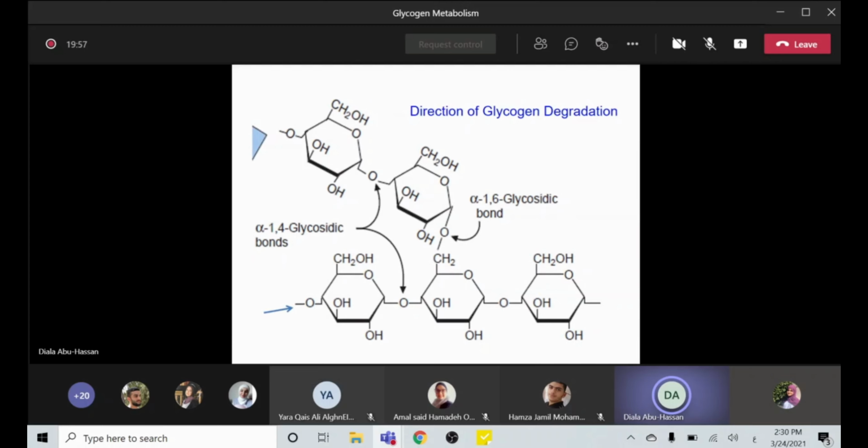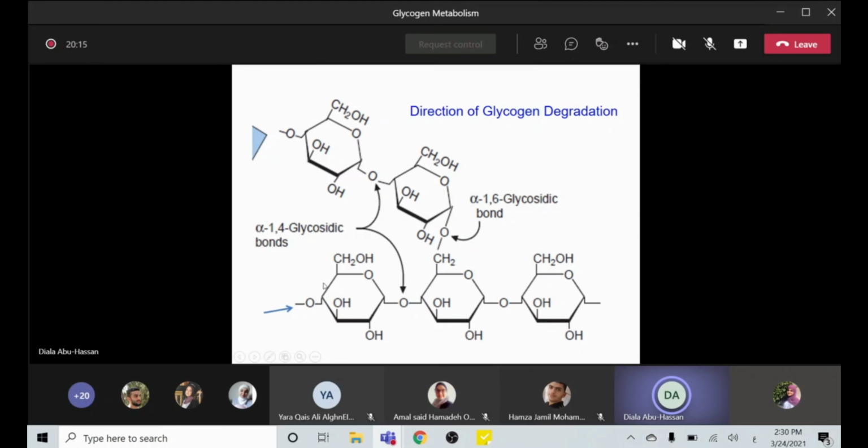So how does glycogen degradation occur and where does it start? Just to orient you, on the right side here, this is the main chain, and this is the beginning of the glycogen structure, and towards the left side, this is again the main chain, but this is the end, for example.